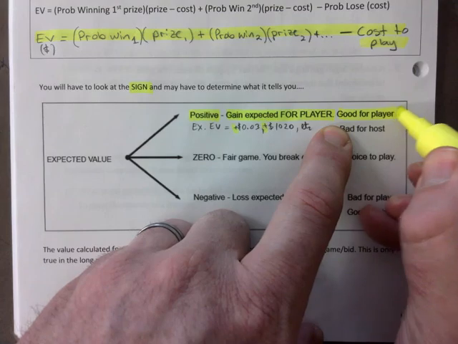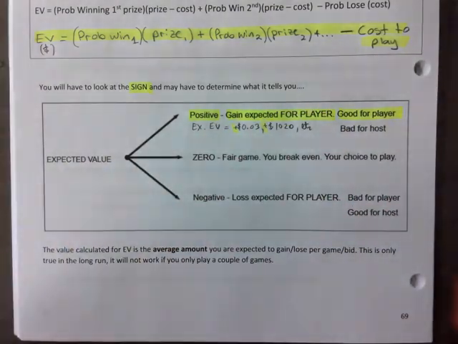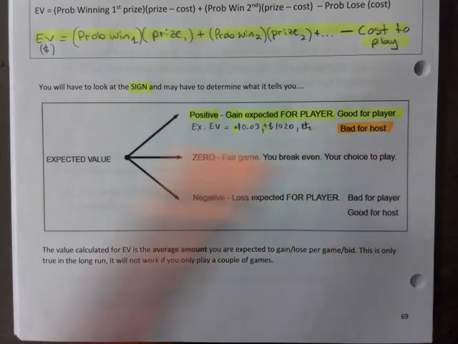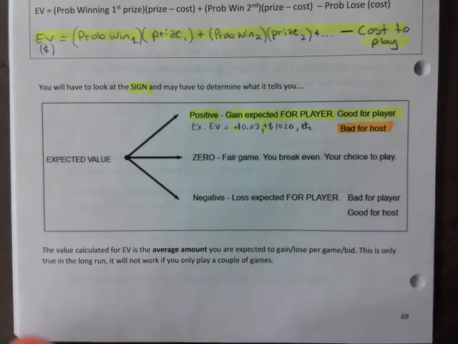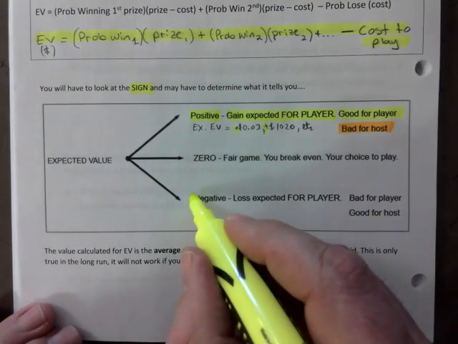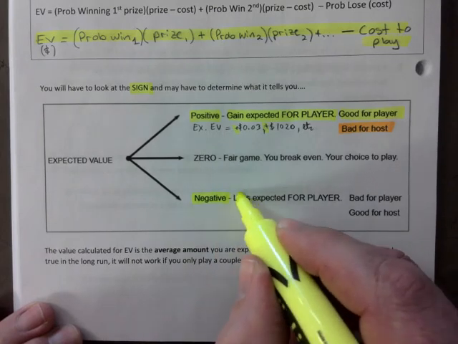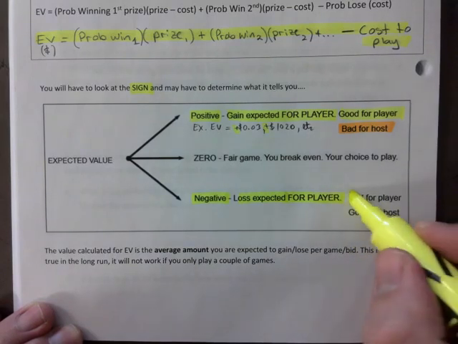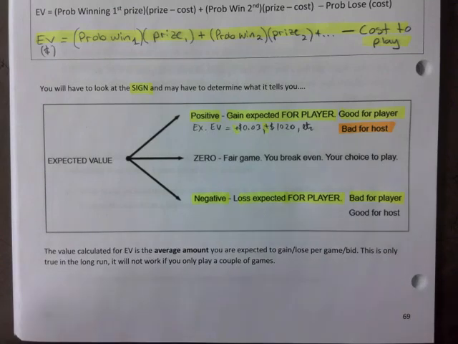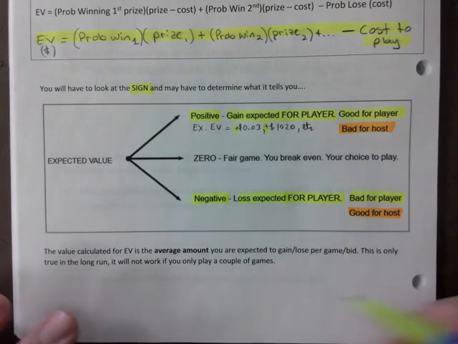So it's good for the player, but it stands to note that that would be bad for the host, okay? If it's 0, it's a fair game, you break even, your choice whether or not you're going to play. In the long run, you're going to end up with the same amount of money that you started with. A negative answer, okay, then you're expecting a loss, and that is a loss for the player. So this is bad for the player, but it is good for the host, because if you're losing, the host is winning. So that's important to understand.